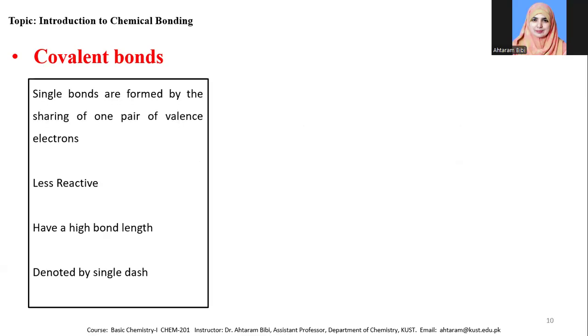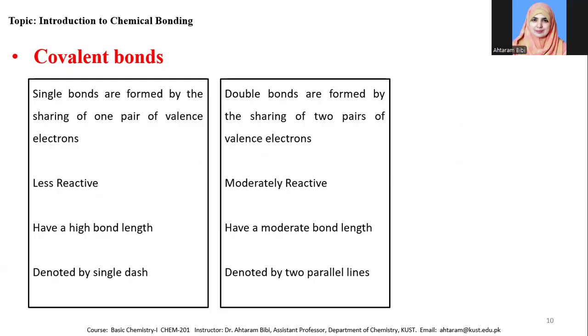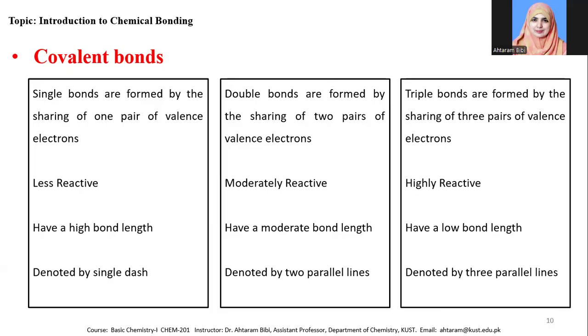Single bonds are formed by the sharing of one pair of valence electrons, and they are generally less reactive, have a high bond length, and are denoted by a single dash. The double bonds are formed by the sharing of two pairs of valence electrons, and they are moderately reactive, have a moderate bond length, and are denoted by two parallel lines. The single covalent bond has a bond length of generally 154 picometers. The double bonds are generally 144 picometers, and the triple bonds are very short, approximately 134 picometers.